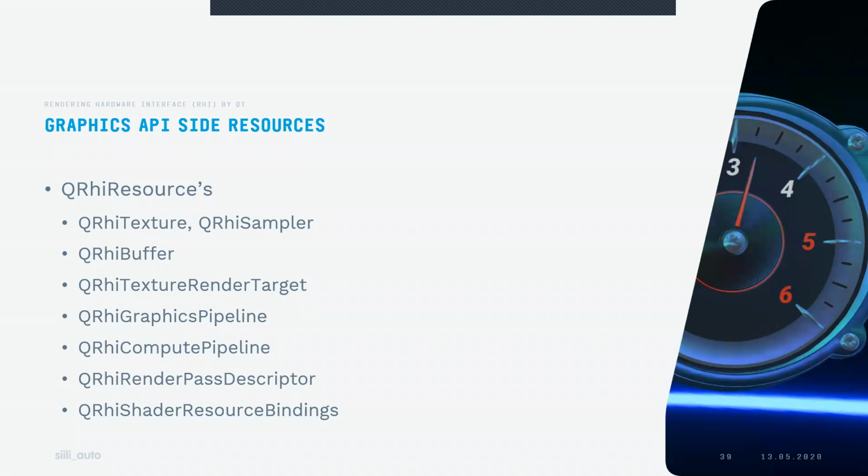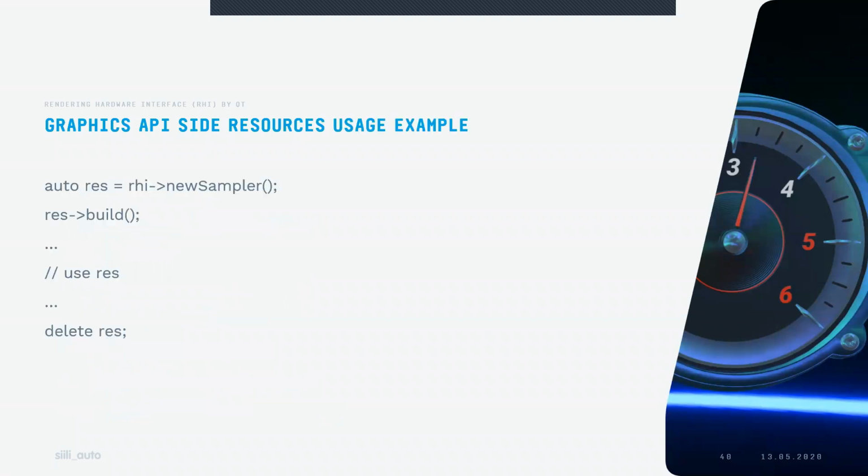The way you use these resources is that you take the RHI main object and call a new function: new sampler, new texture, new buffer, and so on. To have it instantiated on the GPU side, you call the build method. And after you are done with the resource, you just delete the pointer to the resource, and that's it.